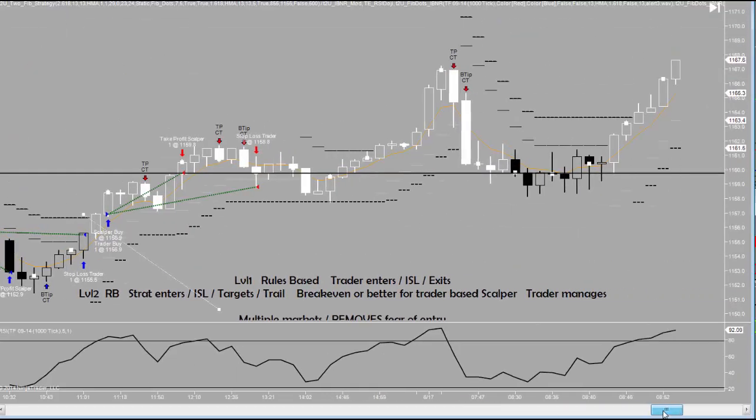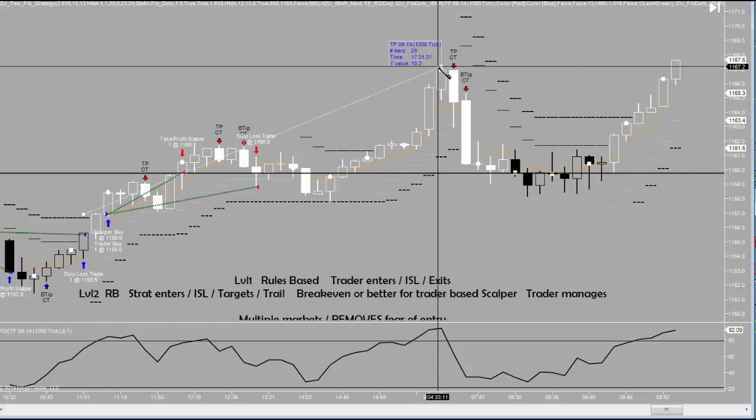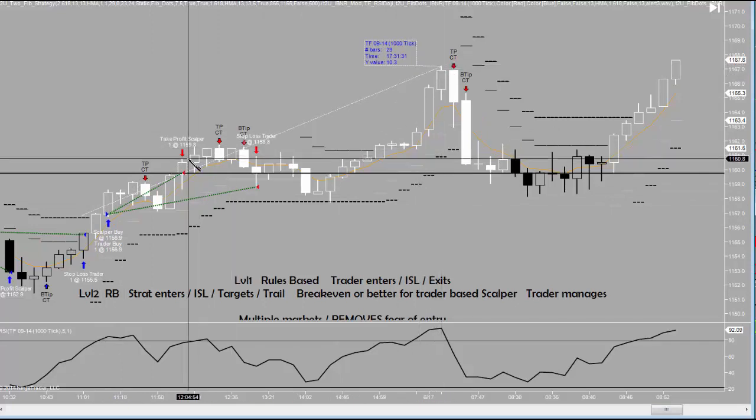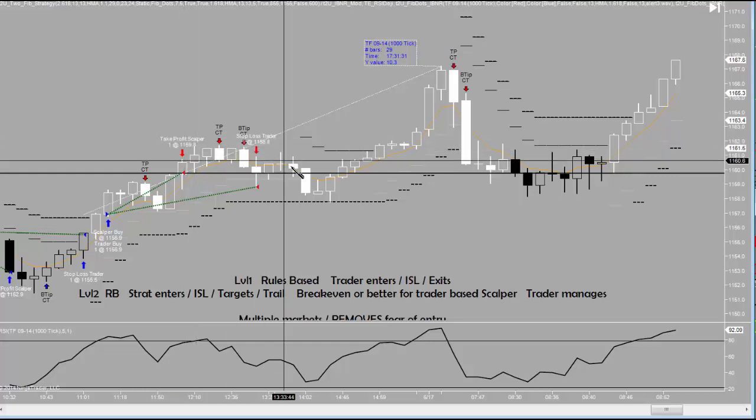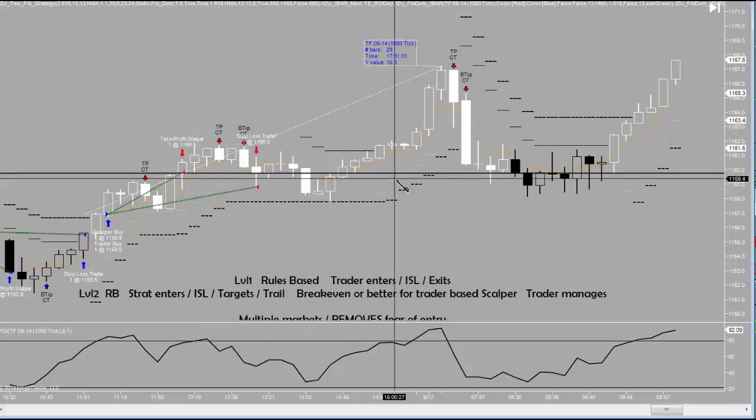Now again, let me pull this over to the right. So from the long entry right here, the highest high was over here. Now, this was at 4:30 in the morning, which means I would have had enough margin to carry it overnight, which I don't want to do typically.